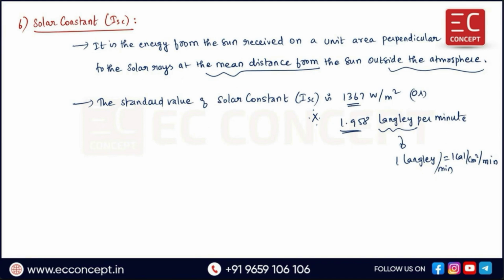See, actually this is nothing but the solar radiation that we calculate. The measurement of solar radiation is calculated at the mean distance from the Sun, that is, outside the atmosphere. That particular term is what we call the solar constant. Next, we will see how the solar radiation is in the extraterrestrial region, and the calculation of solar radiation in the terrestrial region and its terminologies. Okay?